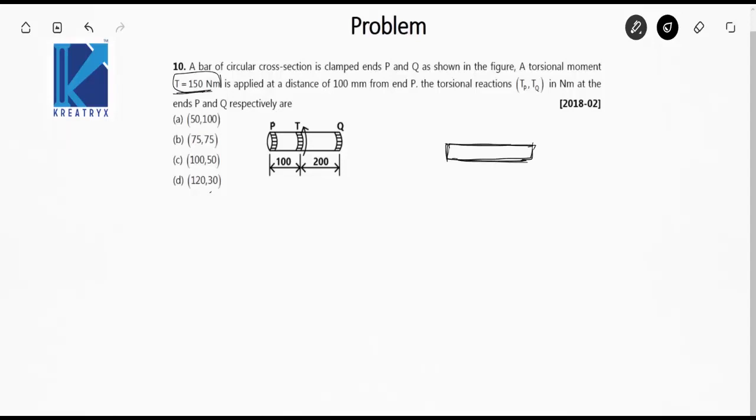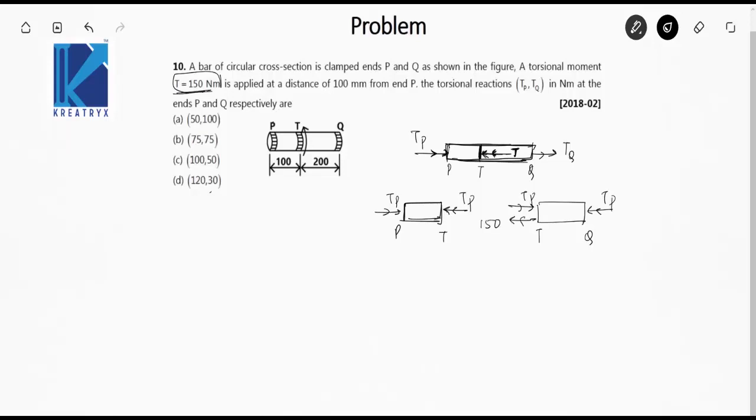This is our circular bar, and a torque of 150 Newton meter is applied. According to the right hand rule, the direction of this torque will be in this direction, T. Let's apply the reactive torques in the opposite direction of the net torque that has been applied to the bar. So this is TQ, and let this be TP. Now draw the free body diagrams of this bar. So this is TP for bar PT, and for bar TQ it will be TP in this direction, and the torque of 150 Newton meter in the opposite direction. So this is the FBD of both the bars.